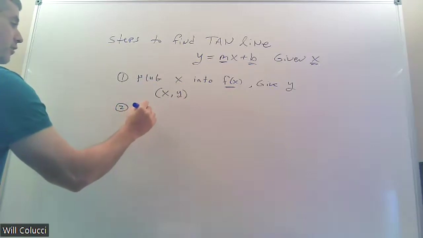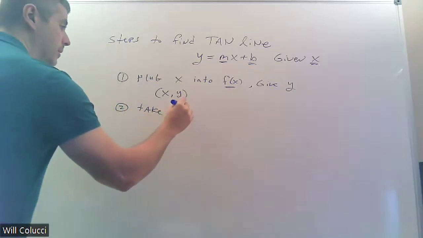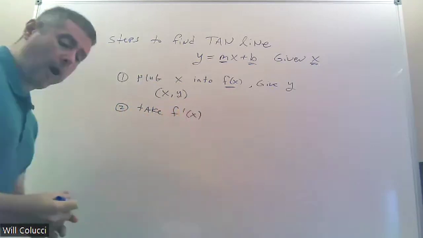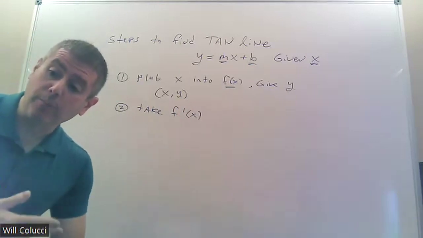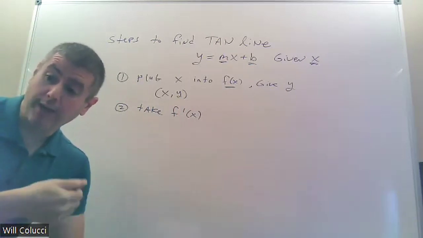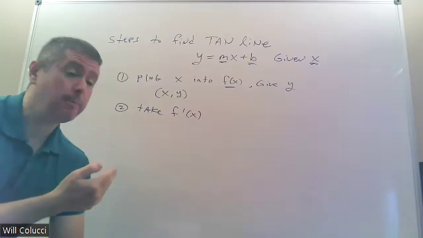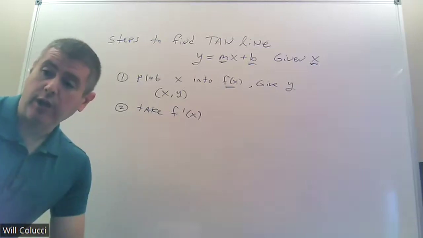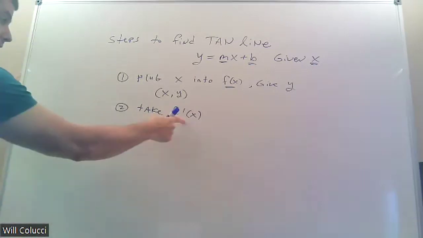Second step is just to take the derivative. I know that I'm going to need it. Why am I going to need it? The derivative tells me the slope of the tangent line at any point x. I already know my point x because it's given to me. So I need the slope. So I'm going to take my derivative.